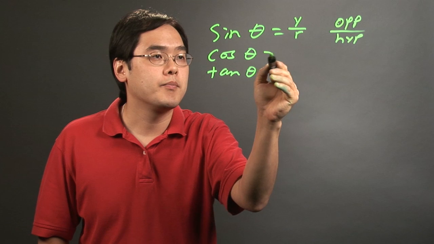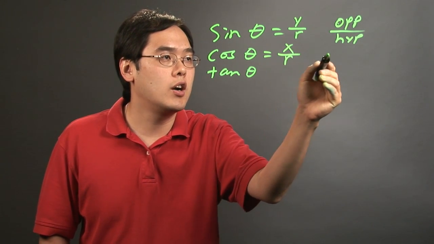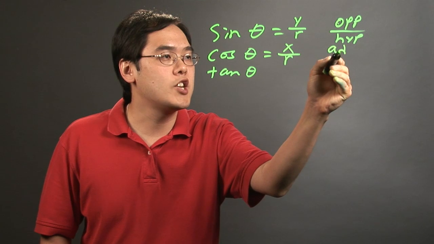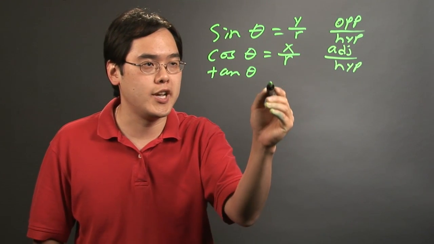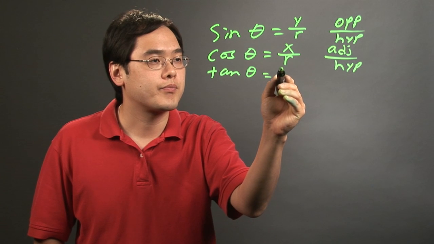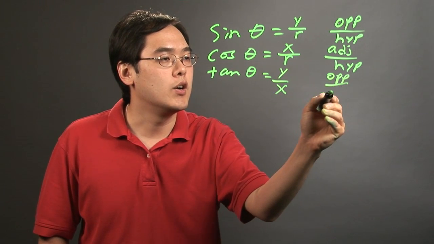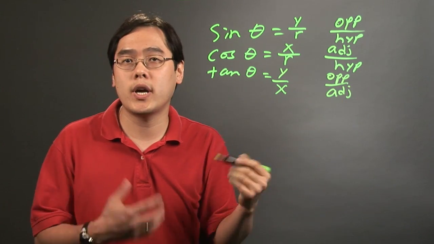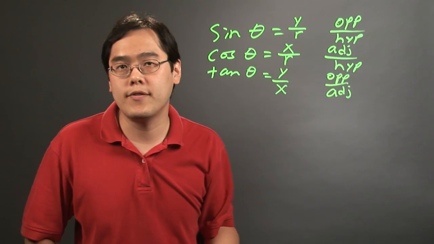Similarly with cosine, it's the x value over the radius, r, or you can think about it as the adjacent leg over the hypotenuse if you think about it as right triangle interpretation. And tangent, y over x, or opposite leg over adjacent leg. Again, it depends on what kind of scenario that you're looking for, the circle definition or the right triangle definition.